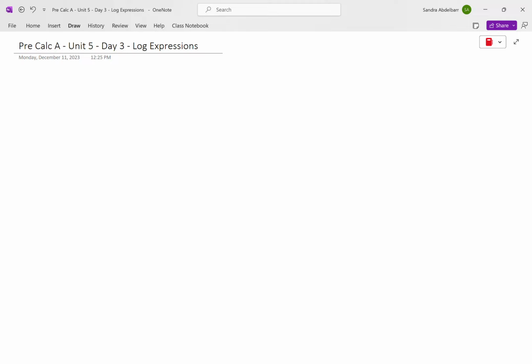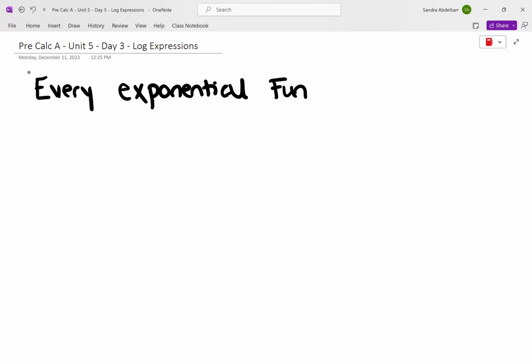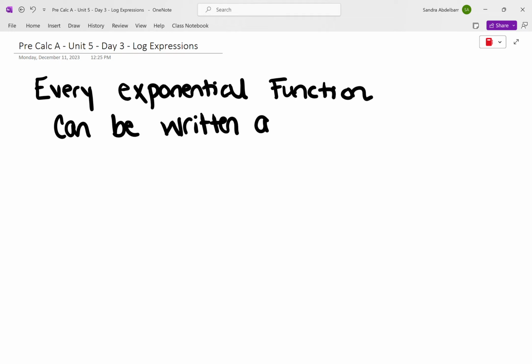So let's write this down. Every exponential function can be written as a log.